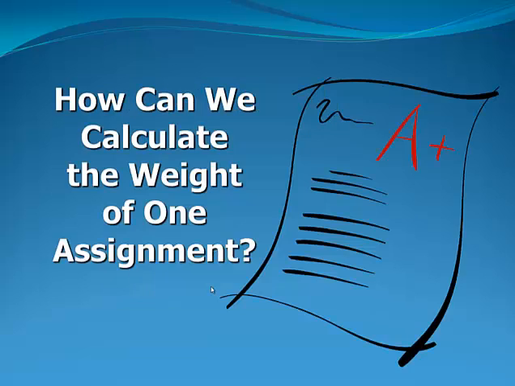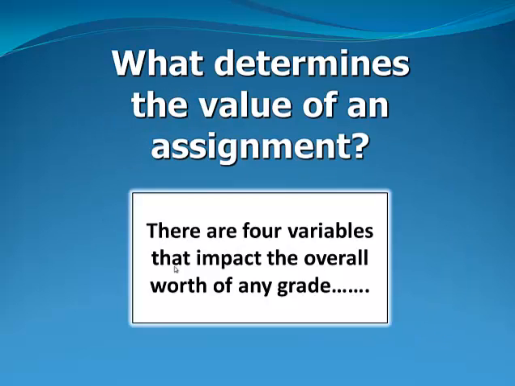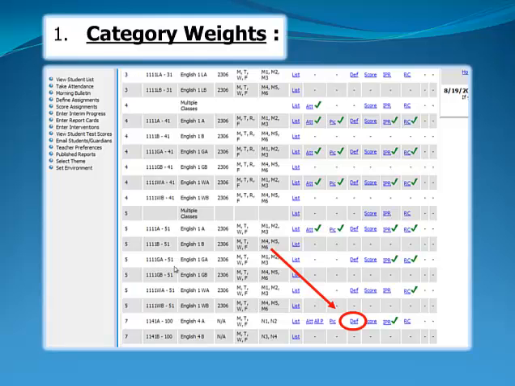break this rule. How can we calculate the weight of one assignment? Well, eSchool actually has 4 variables that impact the overall worth of any grade. And we're going to look at each of these 4 variables so that you understand how they do impact that worth. The first is the category weights.